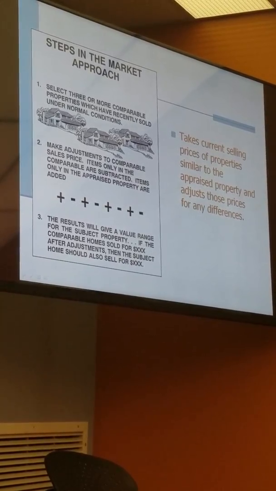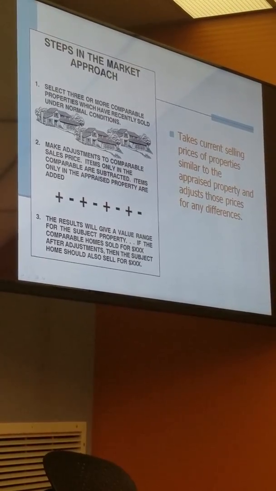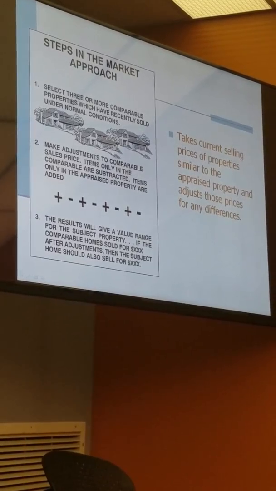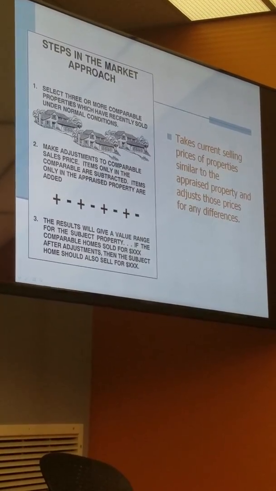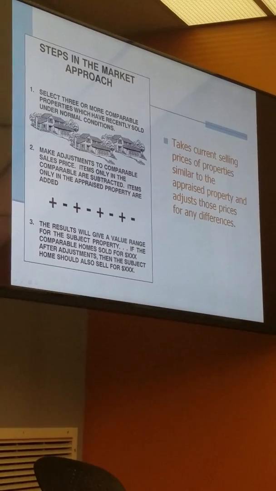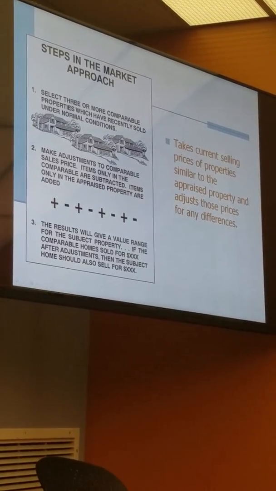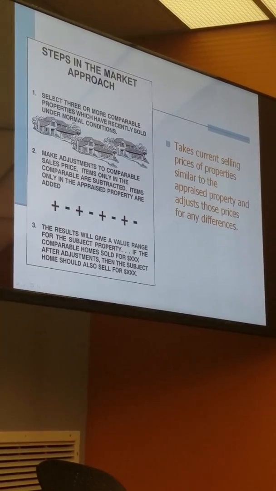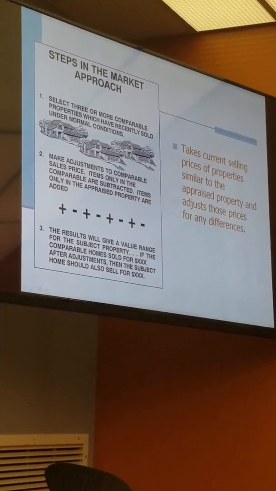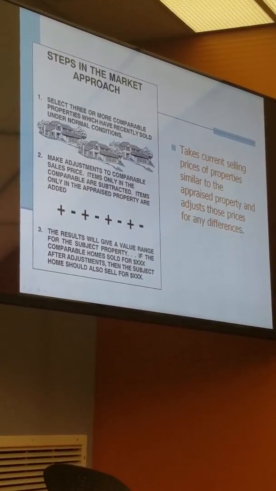Items only in the comparable are subtracted. Items only in the appraised property are added. The results will give a value range for the subject property. If comparable homes sold for X amount of dollars after adjustments, then the subject home should also sell for X amount of dollars after adjustments. This is the process that you would use when Robert was explaining POs.